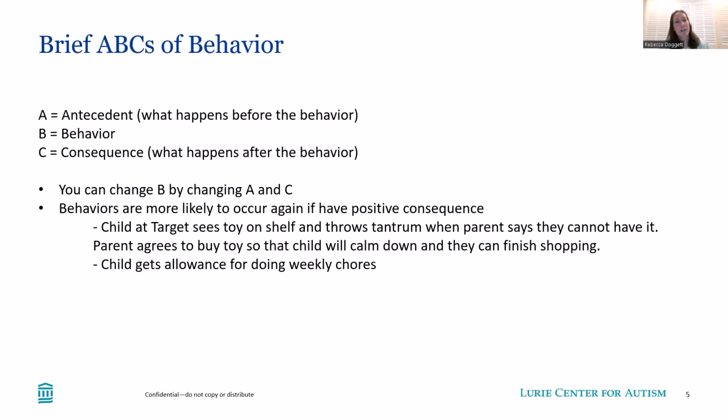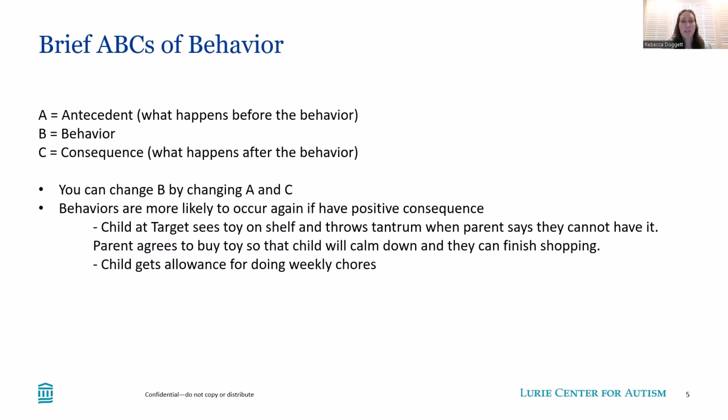So for example, a child at Target sees a toy on the shelf and they throw a tantrum when their parents say they can't have it. The parent agrees to buy the toy so that the child will calm down and they can finish shopping. So in this case, our behavior, the tantrum, was positively reinforced by the child getting the toy. So we're probably going to see that behavior continue because it was very effective at getting them what they wanted.